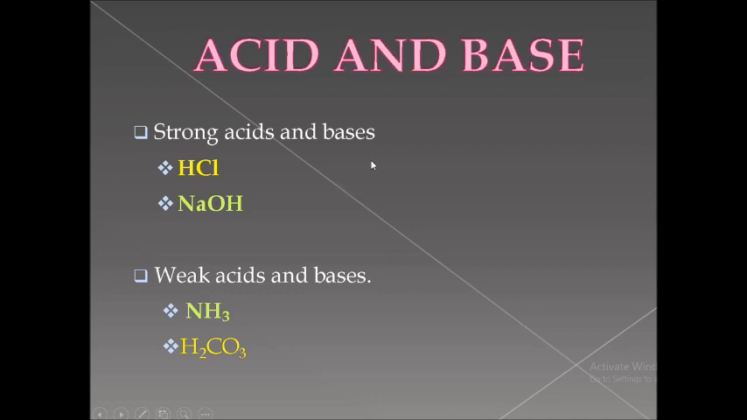Examples of strong acids and bases. A strong acid example is hydrochloric acid. Meanwhile, a strong base example is sodium hydroxide. Examples of a weak base is ammonia, and an example of a weak acid is carbonic acid.